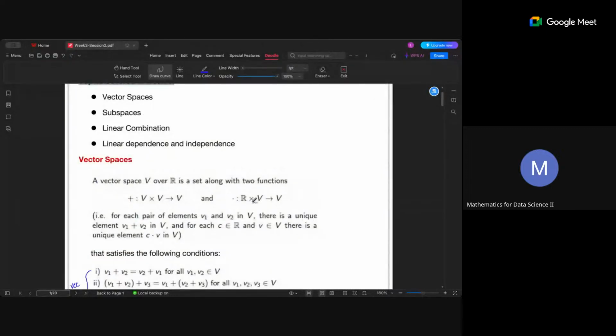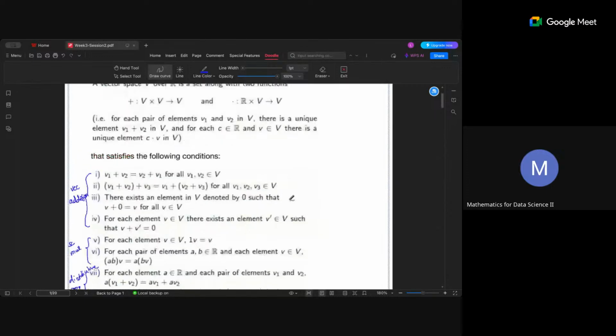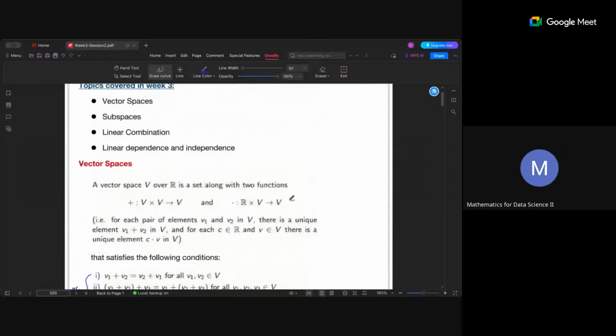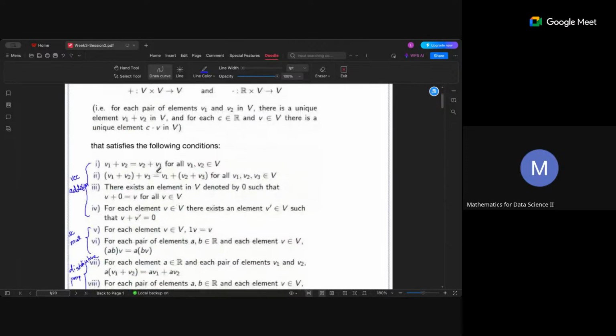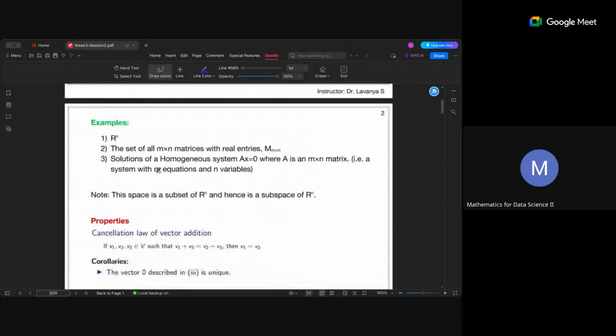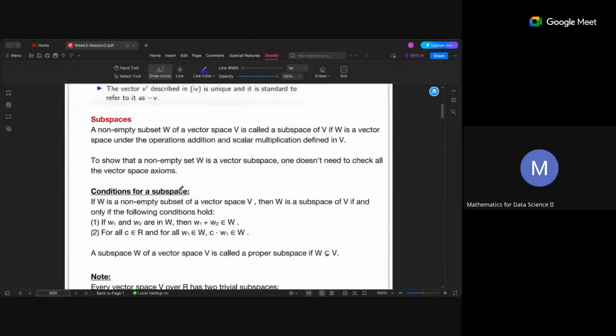Before that, we first have to make sure that the set is closed under vector addition and scalar multiplication. If all these conditions are satisfied, then we call such a set a vector space, right? And we saw some examples and non-examples of a vector space. These are some familiar examples of vector spaces we have seen. And the next important thing we saw is what are called subspaces.